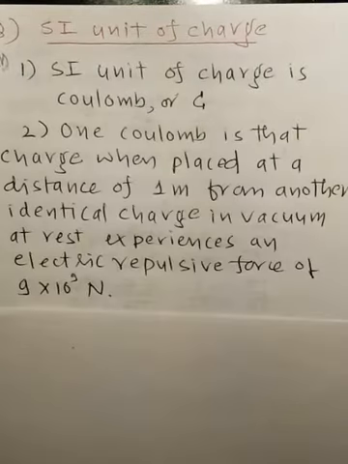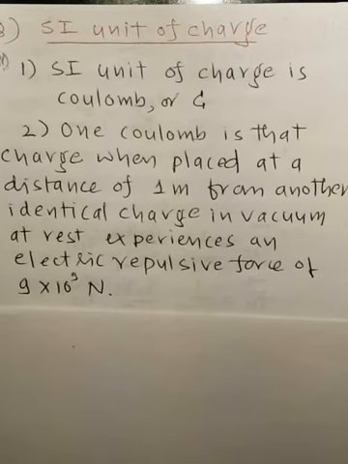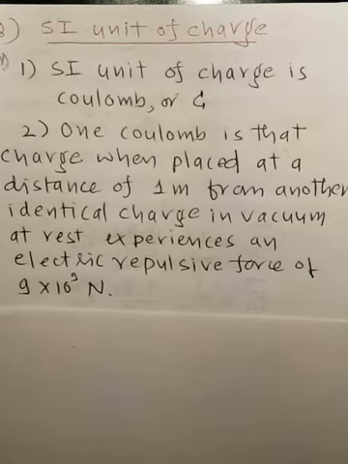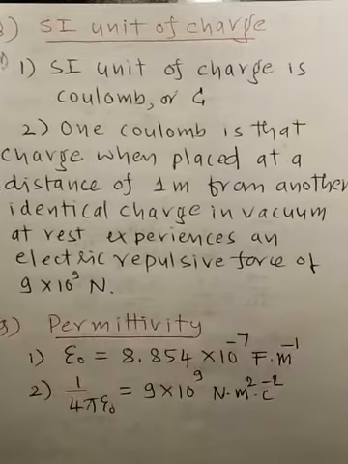Now let us study which is said to be 1 coulomb. By definition, 1 coulomb is that charge which, when placed at a distance of 1 meter from another identical charge in vacuum at rest, experiences an electric repulsive force of 9 into 10 raised to 9 Newton.